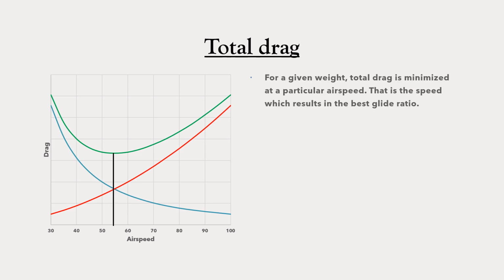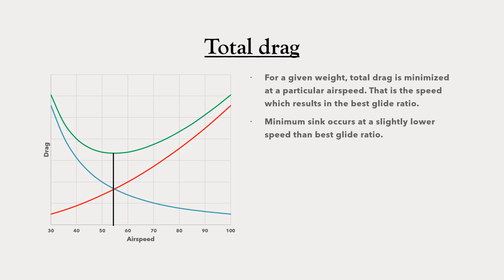So at a given weight, the total drag gets minimized at a particular speed. If we fly slower than that, the drag goes up because of our induced drag. If we go faster than that, our drag goes up because of increased parasite drag. This speed is the speed that will give us the best glide ratio, because the lift is basically going to always be related to the weight, but the drag changes. So the lift to drag ratio is maximized where the drag is minimized.